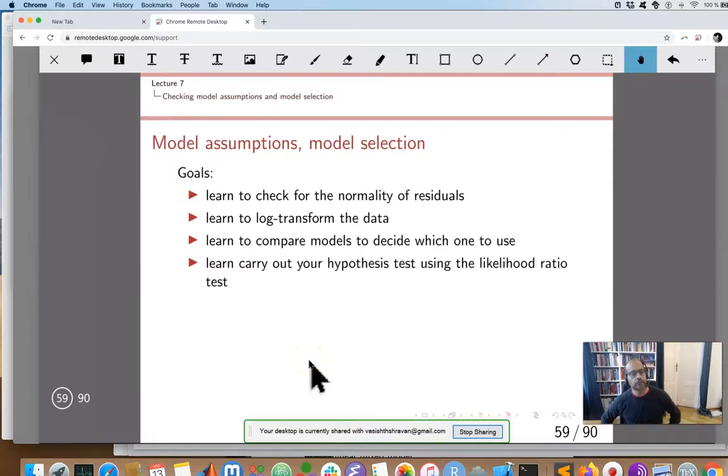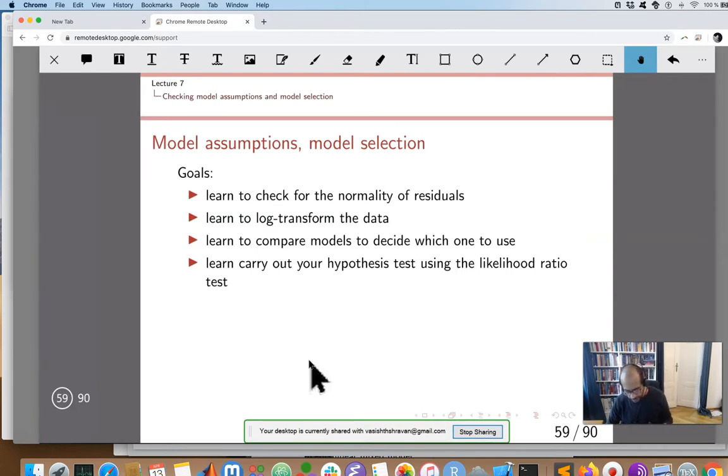Alright, so continuing with the linear mixed models lecture, I'm going to now talk about how to check model assumptions and how to compare models to decide which model to use for your data analysis. This turns out to be a slightly complicated story, but I will walk you through this.